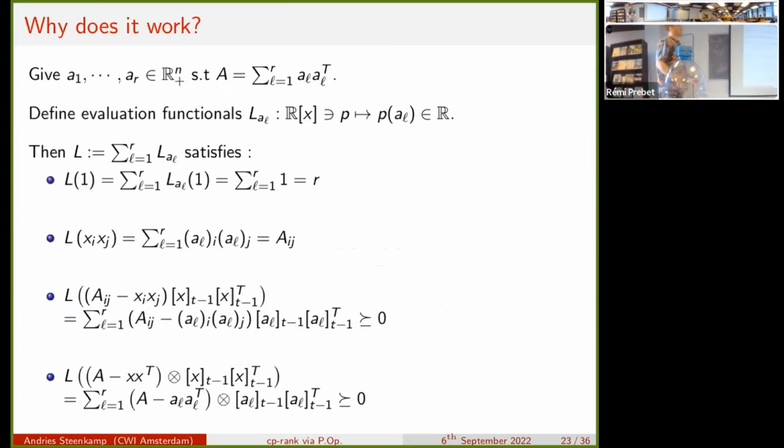A little bit of intuition to solidify the idea that the hierarchy is just built to filter out linear functionals which don't have the properties we want. The linear functionals that have the properties we want are given as follows: we have a CP factorization of a CP matrix A. We can define evaluation functionals L_l. This linear functional simply takes a polynomial and evaluates it at the point a_l, which is in that set K. You define L to be the summation of all these evaluation functionals, and then you observe it has all these nice properties that we want.